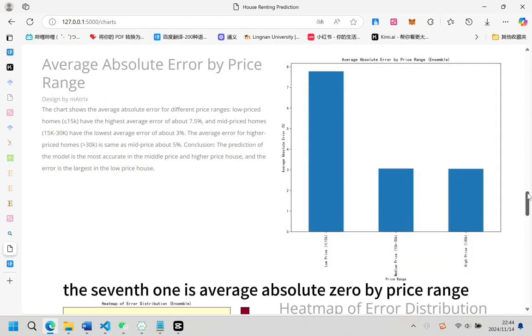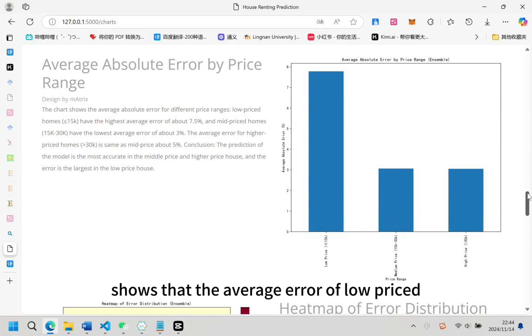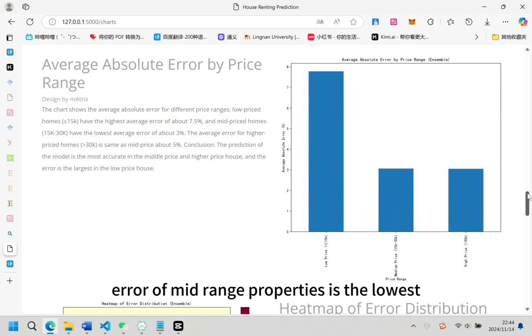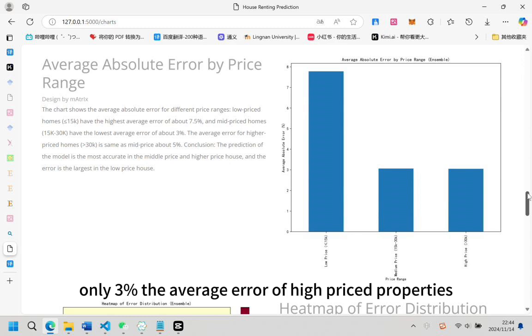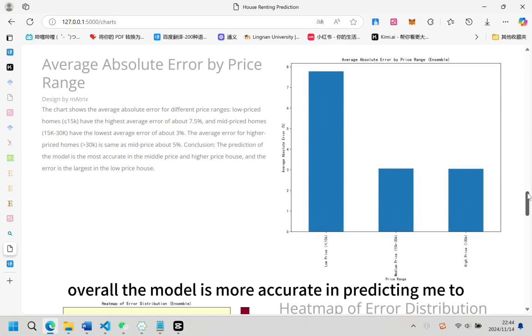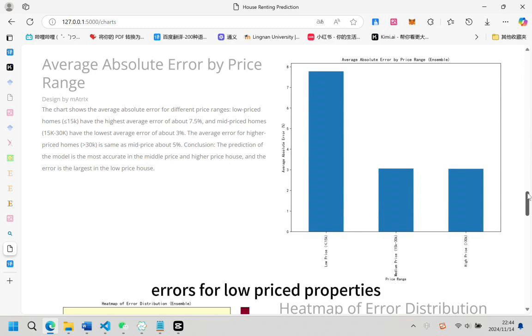The seventh one is average absolute error by price range. The chart shows the average absolute error of properties in different price ranges. The data shows that the average error of low-priced properties is the highest, reaching 7.5%, while the error of mid-range properties is the lowest, only 3%. The average error of high-priced properties is comparable to that of medium-priced properties, about 5%. Overall, the model is more accurate in predicting mid to high-priced properties, with larger prediction errors for low-priced properties.